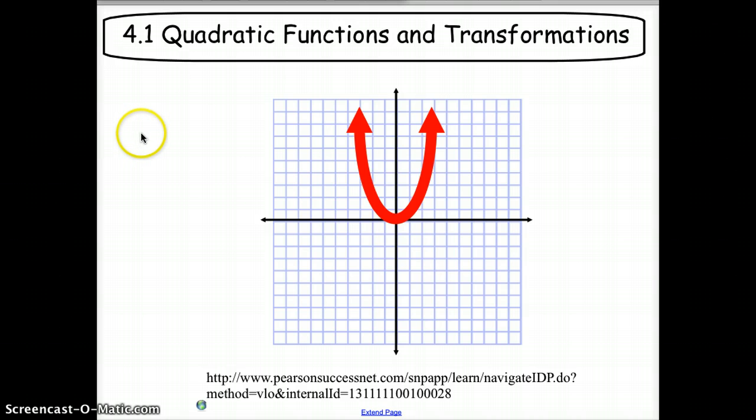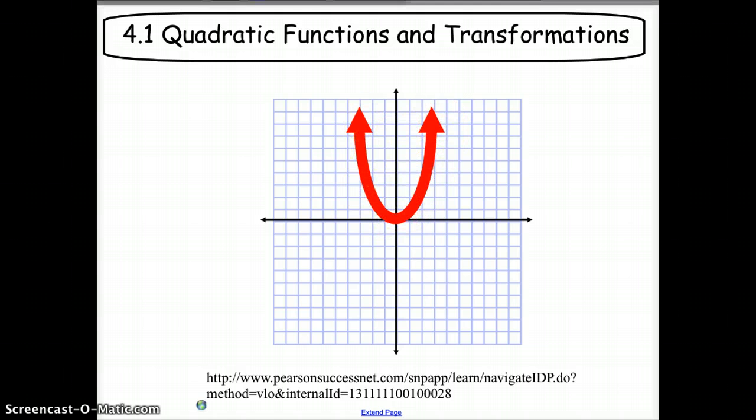Remember everything we did with absolute value functions, where we moved them right and left and up and down and stretched them and compressed them and reflected them in the x-axis? We're going to do that same stuff with quadratic functions. Quadratic functions are functions that look like this. They make a parabola. All right?